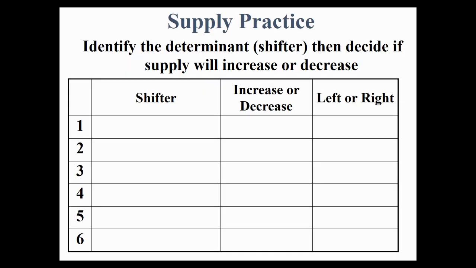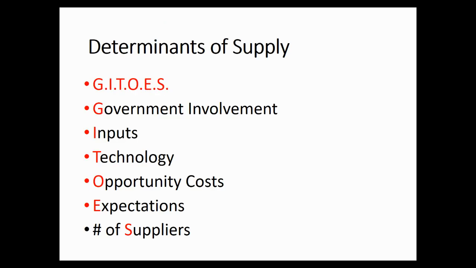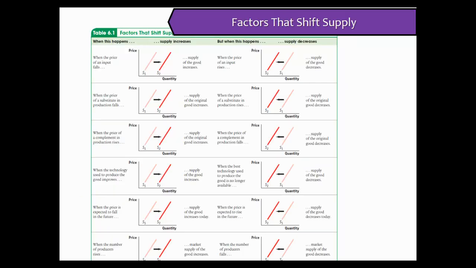So now we're going to practice some samples here. In your notes, you have this, but we're going to go over 6 examples and you're going to tell me what's happening when it comes to the shifting of the curves. Okay, so let's take a look at the examples. And of course, we have to remember our GI TOES, right? These are the determinants that shift it.